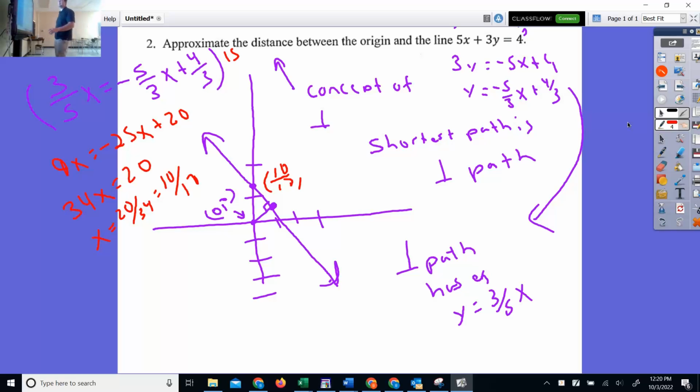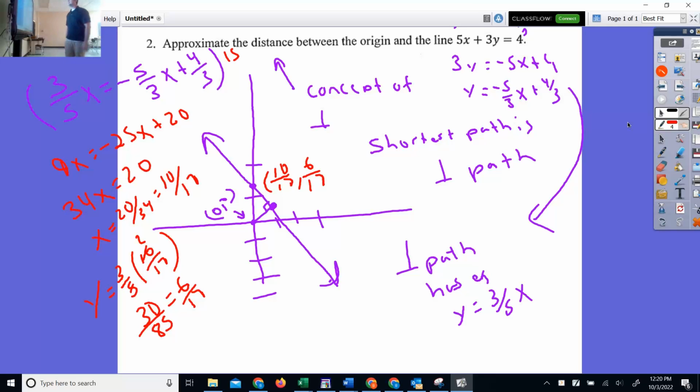I get y by plugging into an equation. Y has got to be 3/5. Remember that 3/5 x equation? Y has to be 3/5 of 10/17, which is 30 over 85. I don't know why I just didn't do this. It's really stupid of me. I've just done that. Call it 6/17. That's what it reduces to.